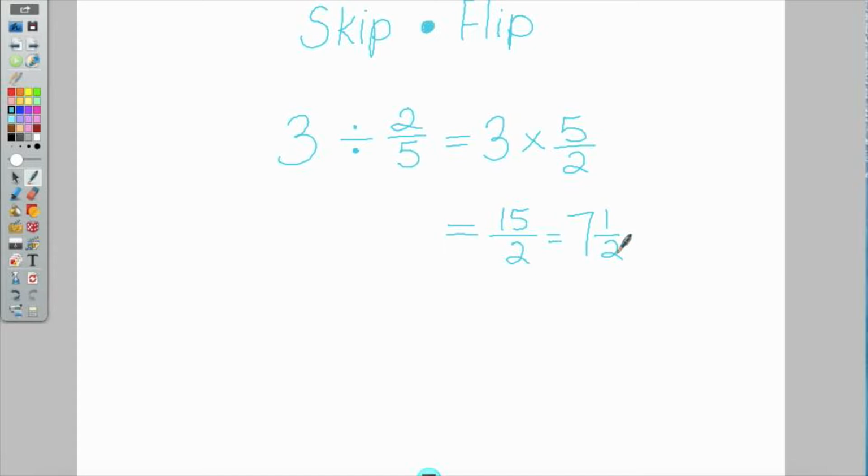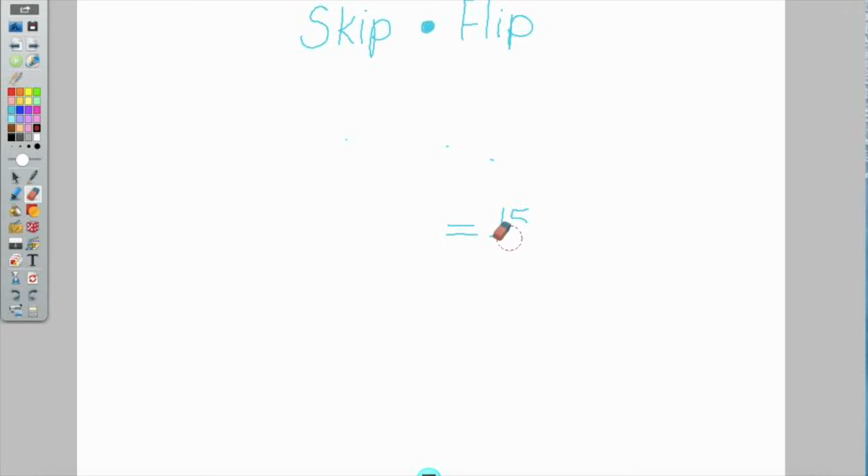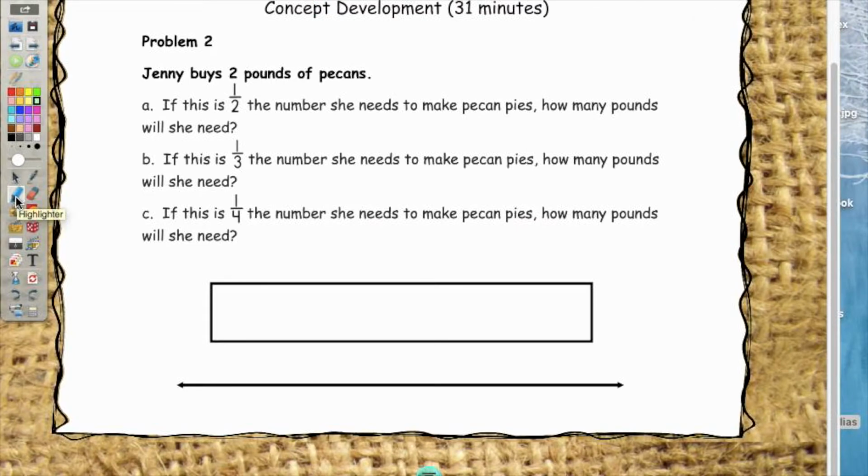Now, would you like a harder one? One more. Okay. It's okay, it's okay. No, I'll show you tomorrow. If this is half the number she needs to make pecan pies, how many pounds will she need? Now, I don't want to know the answer yet. I want to know what this is talking about, Aiden.